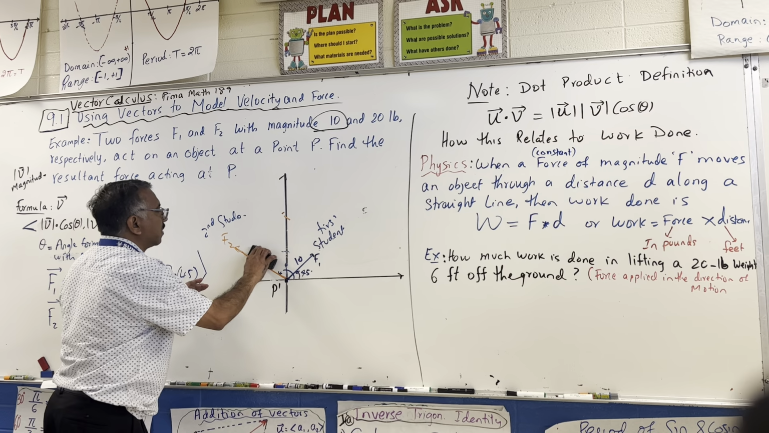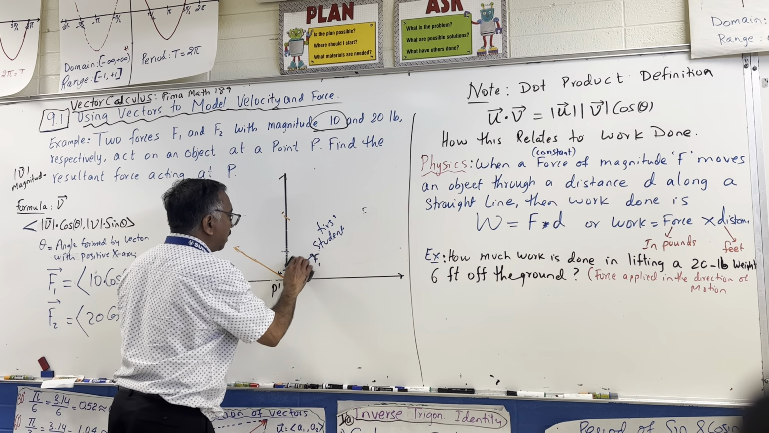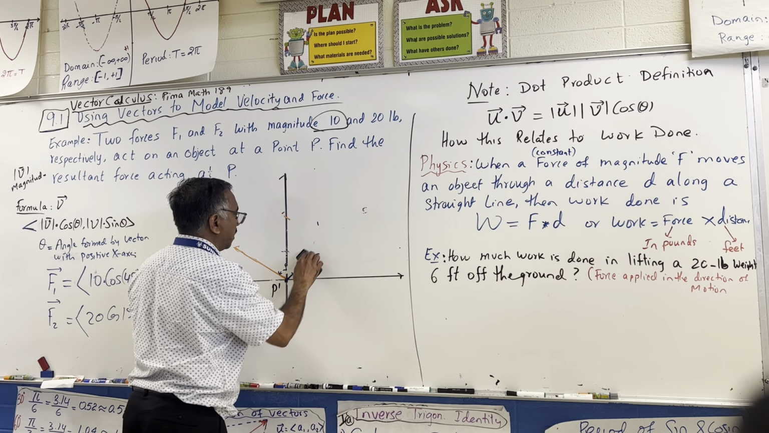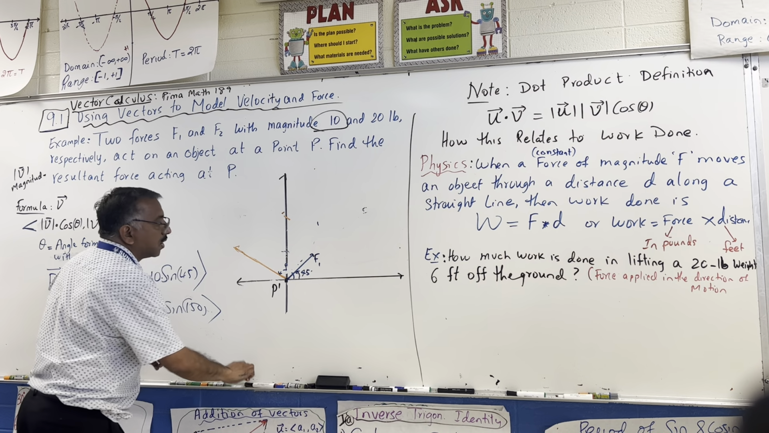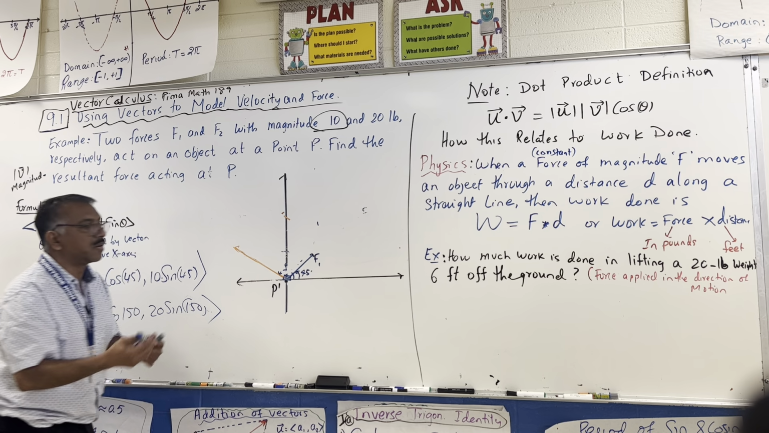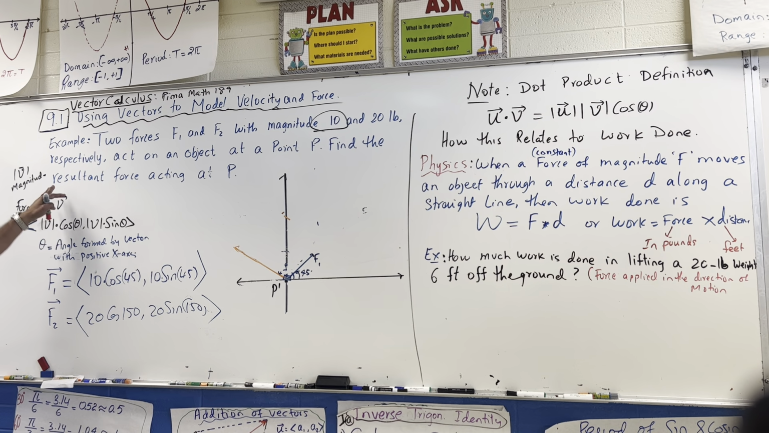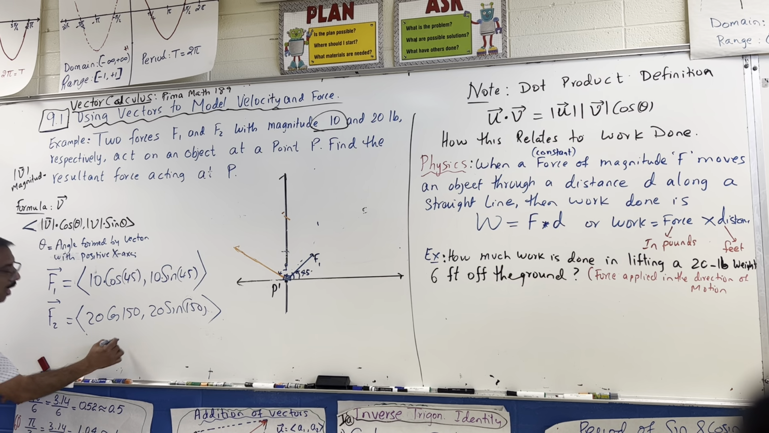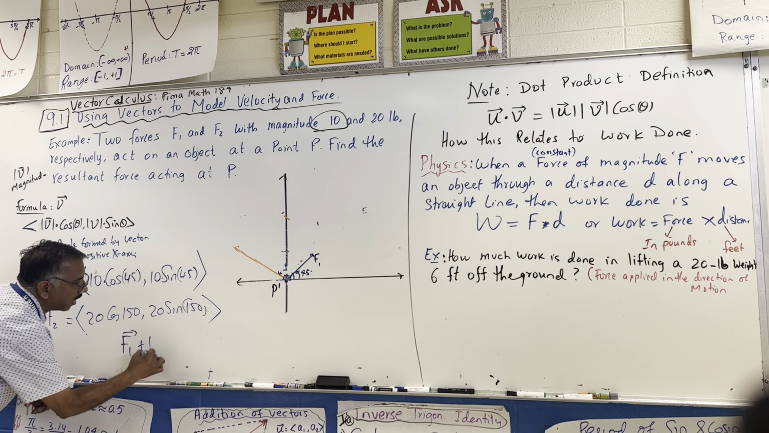So now the resultant vector is, what I'll do is I'll try to make a nice thing. I want to see what is the resultant, where is the object going? So the object is right here now. This is the object. Where does it go? The question asked is, find the resultant force acting at P. So all you do is F1 plus F2.